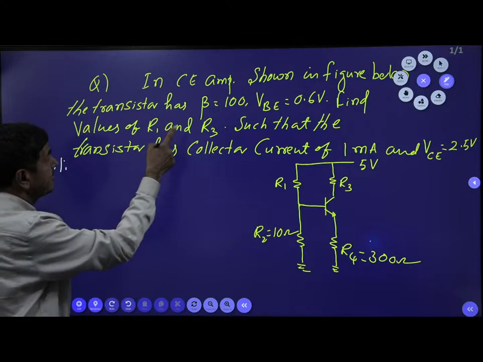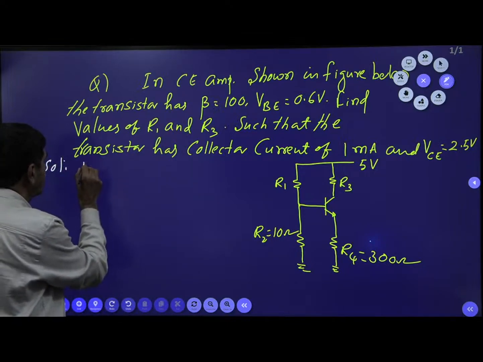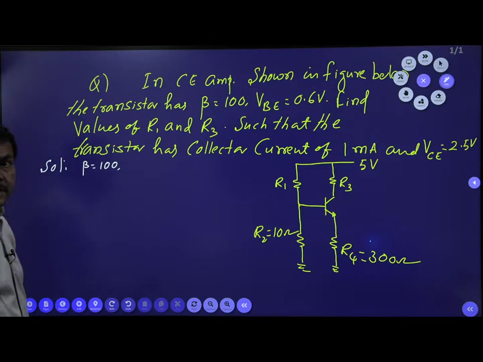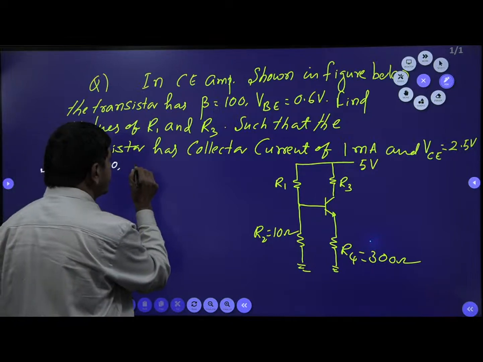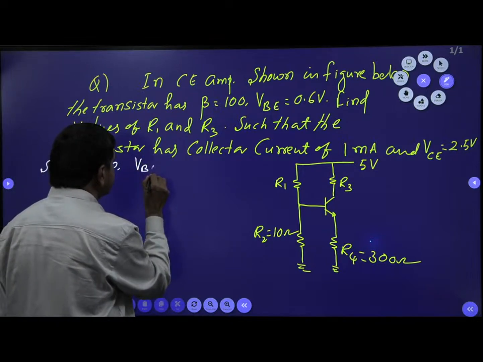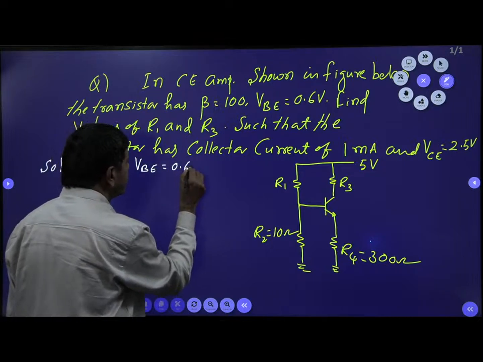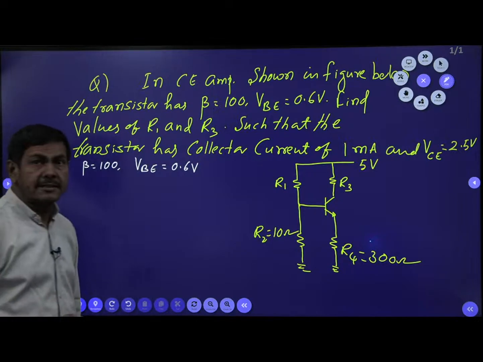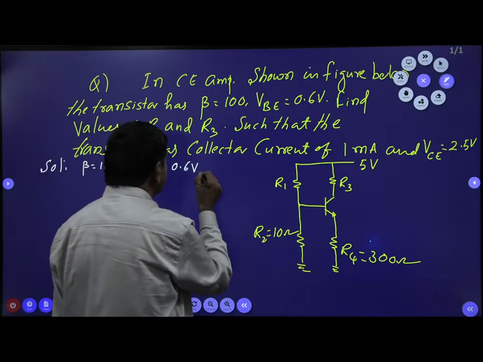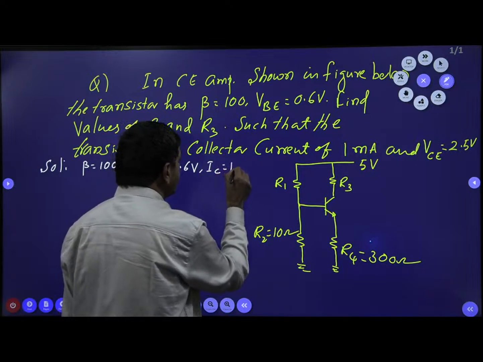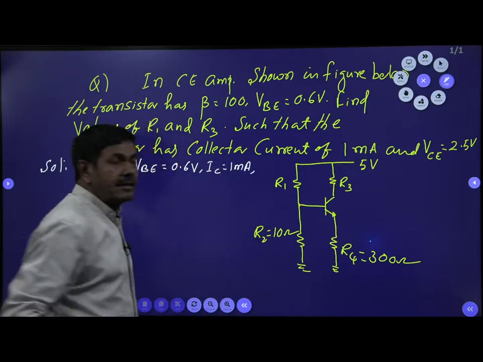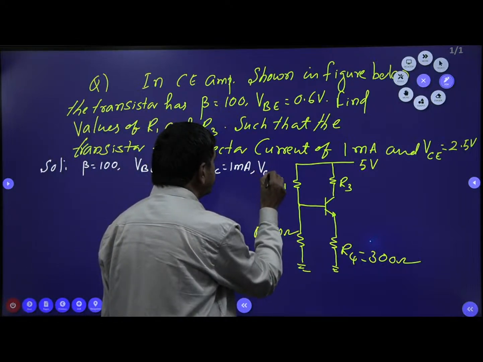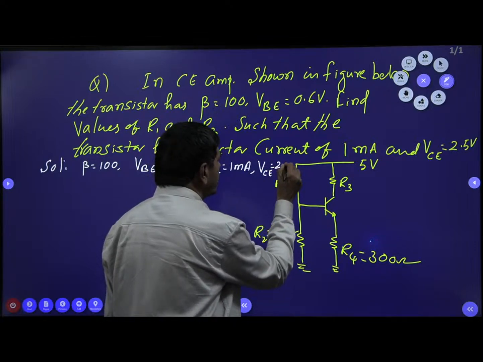In the problem it is given that beta is 100, no doubt. We can note down beta is 100. VBE is given as 0.6 volts. We can note down the data at first. Base to emitter voltage is 0.6 volts. The transistor has collector current IC, which is 1 milliampere. And the collector to emitter voltage is given as 2.5 volts.